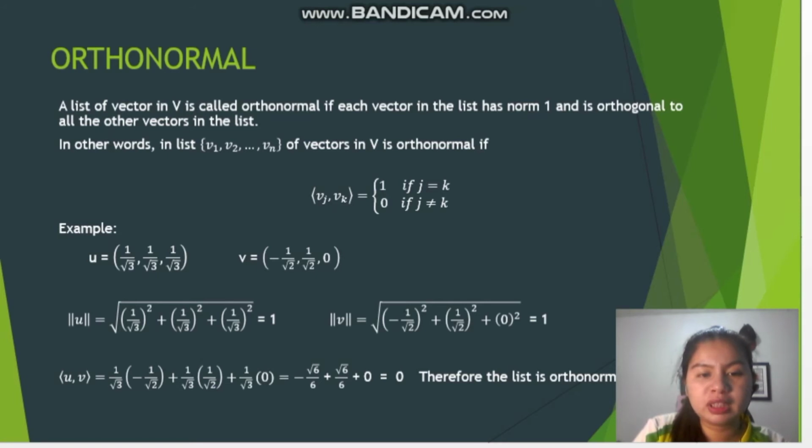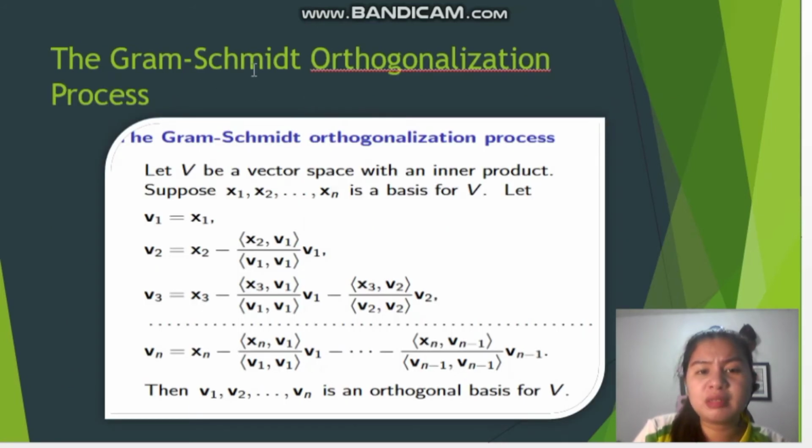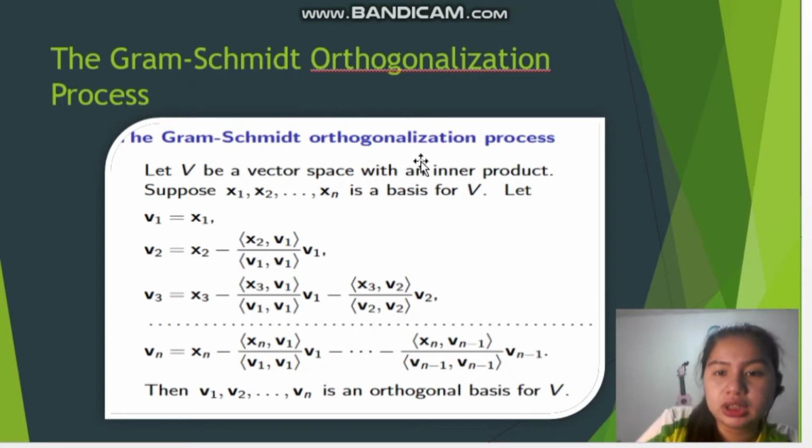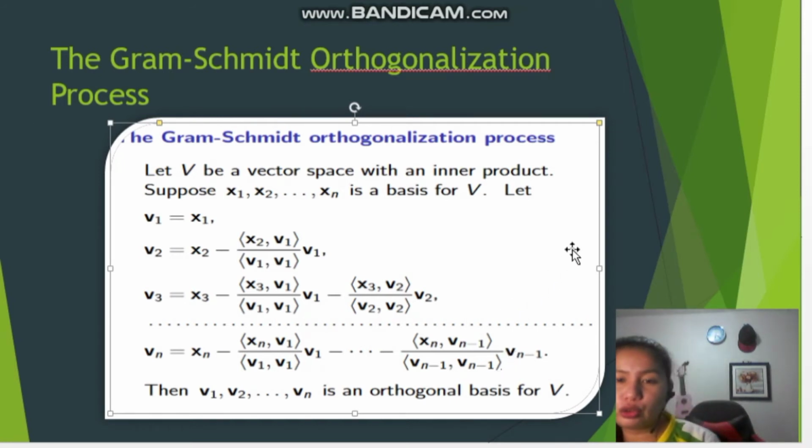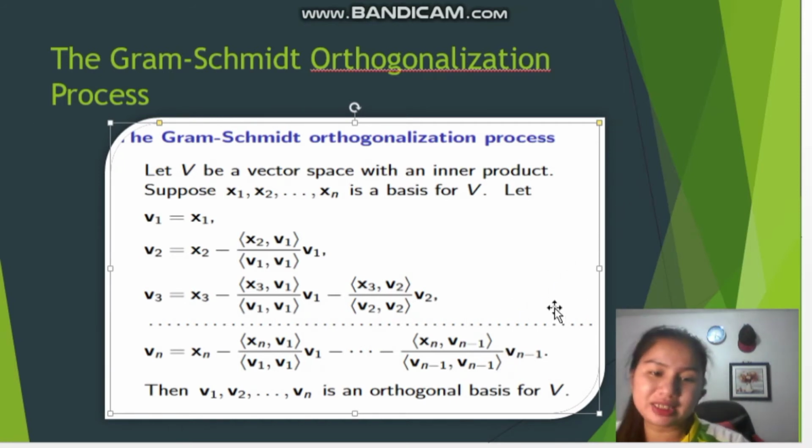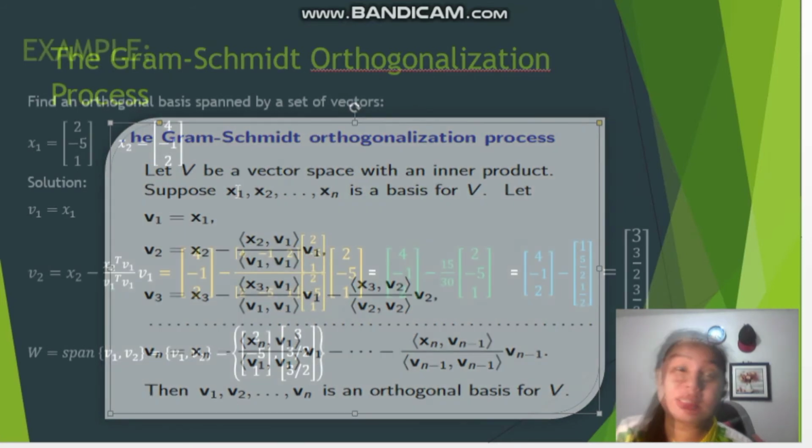Doon tayo gagamit ng Gram-Schmidt orthogonalization process. So, this is the formula for the Gram-Schmidt orthogonalization process. So, let's proceed to the example. So, let's have an example.